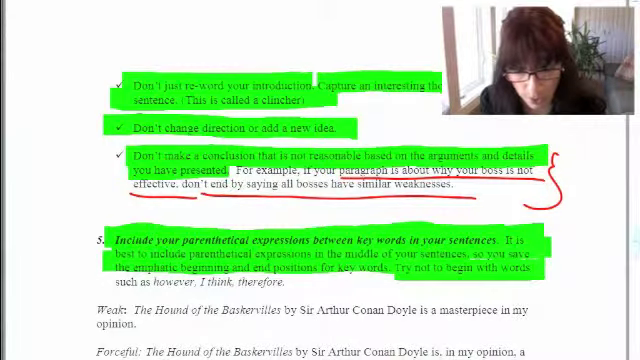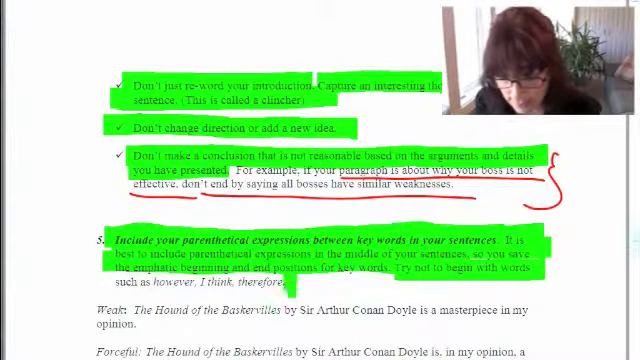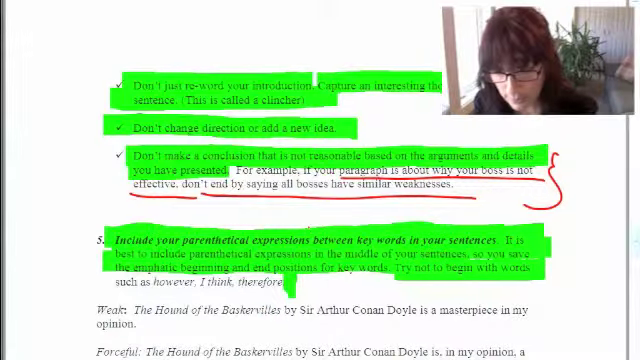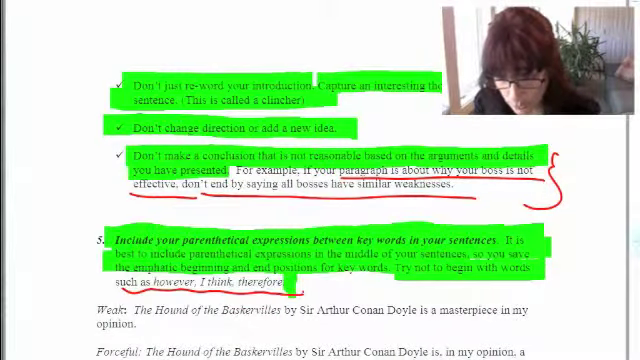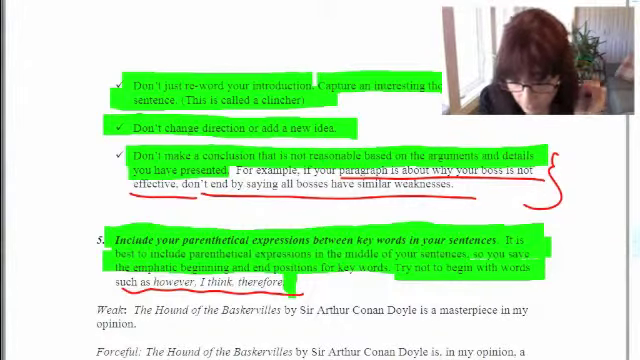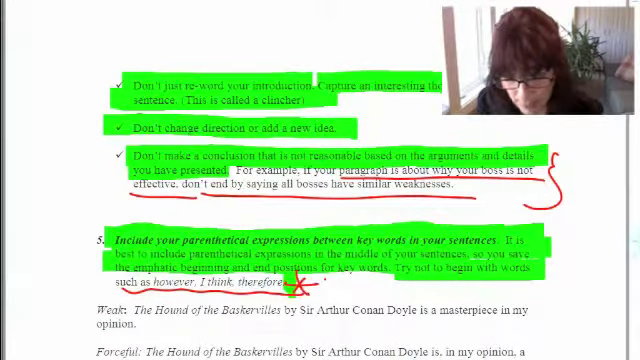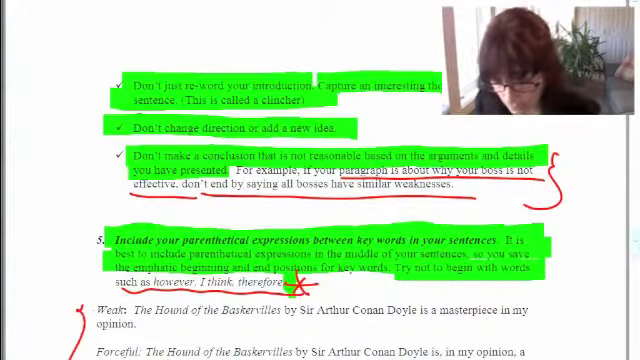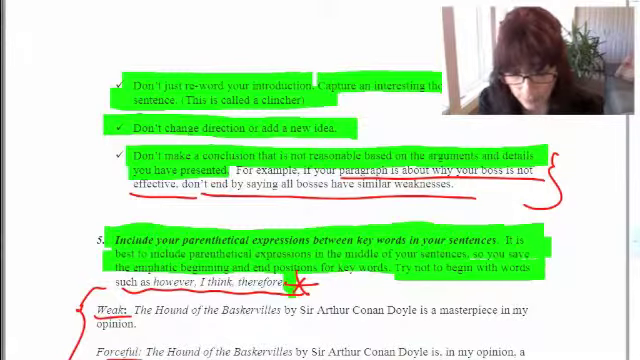You want to try to avoid beginning sentences with these words right here. You want to avoid words such as however, I think, therefore. This is a weak way to start a sentence. So here's some examples right here. This first one is weak, and this one is strong. It's forceful. The Hound of the Baskervilles by Sir Arthur Conan Doyle is a masterpiece, in my opinion.